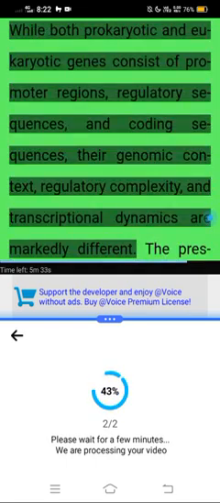Comparative overview. While both prokaryotic and eukaryotic genes consist of promoter regions, regulatory sequences, and coding sequences, their genomic context, regulatory complexity, and transcriptional dynamics are markedly different.